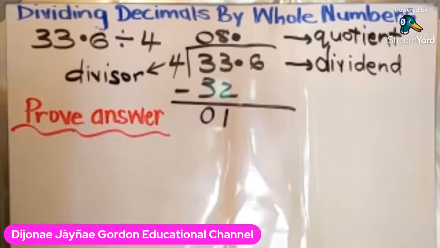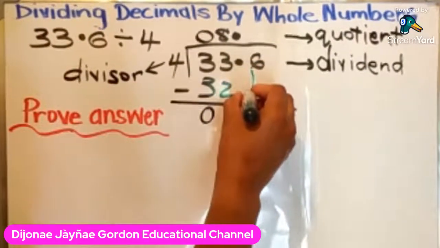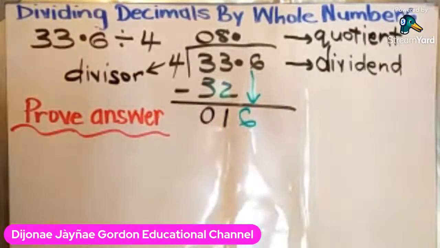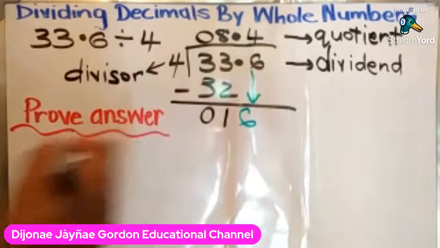And of course, the next digit that we have is 6. In this case, the 6 is in the 10th place. I'm going to bring it right down beside this one, and it has now become 16. So now I'm going to ask, how many groups of 4s can you get from 16? And of course, we can only get 4 groups of 4 from 16.